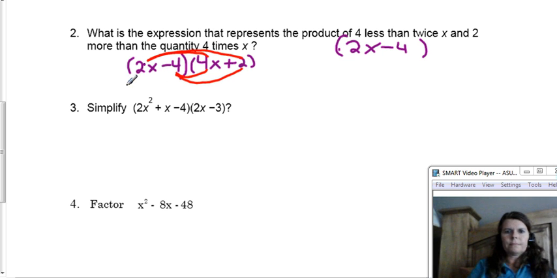So then you get 8x squared plus 4x minus 16x, this is a plus sign, minus 8. And then combine like terms. These right here are like terms. So you get 8x squared minus 12x minus 8.